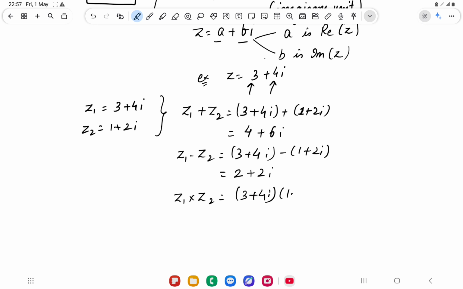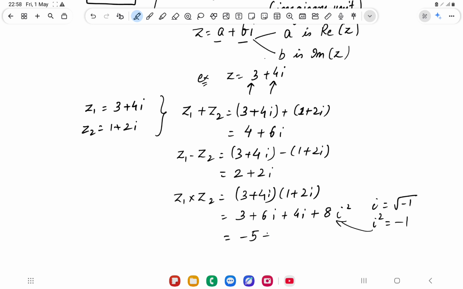I will multiply using the FOIL method, which will be 3 plus 6i plus 4i. Now here it will be 8i square. And since I have mentioned that i is nothing but under root minus 1, i square will be minus 1. So I can replace this value over here. So I will get minus 5 plus 10i as z1 into z2. So the key trick is always replace i square with minus 1 in any question.